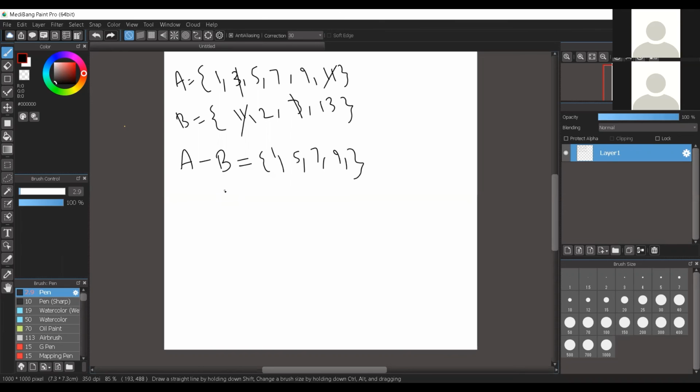That's A difference B. Now if you need to write B difference A, all the elements that are present in A should be deleted from the elements present in B. First we start with 11. 11 is present here and here, so we're not going to write it. Then 2. Is 2 there? No, it's not there. Write 2. Then 3. 3 is there, we're going to cancel it. Then 13. Is 13 present here? No, we're going to write it. This is A minus B. This is B minus A.